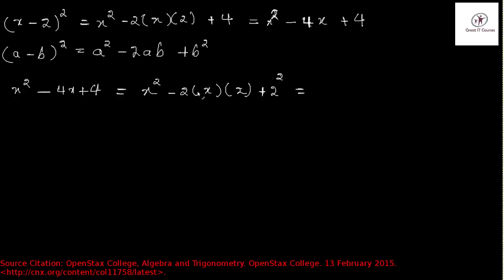So now you know that a squared minus 2ab plus b squared is basically equal to a minus b whole squared. So you can write this as a, which is x, minus b, which is 2, whole squared. So here again, it's important to understand that a minus b whole squared is equal to a squared minus 2ab plus b squared. And then you can basically factor a perfect square trinomial.